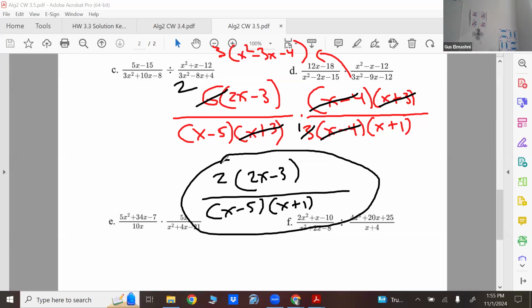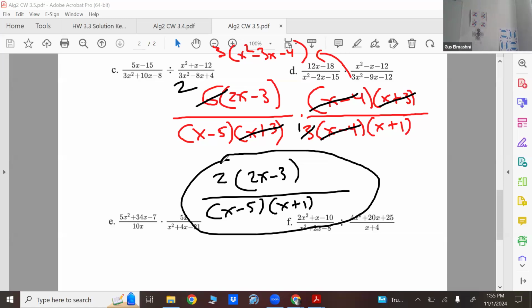12x minus 18, I can take out 6, 2x minus 3. The bottom's pretty easy, x minus 5, x plus 3. On the right fraction, x minus 4, x plus 3. Now the bottom's a little tricky because it's 3x squared, but 3 is a common factor, pull it out. X squared minus 3, x minus 4 is x minus 4, x plus 1. X minus 4 cancels, x plus 3 cancels, 6 over 3 is 2 over 1. And then combine it and you're done.